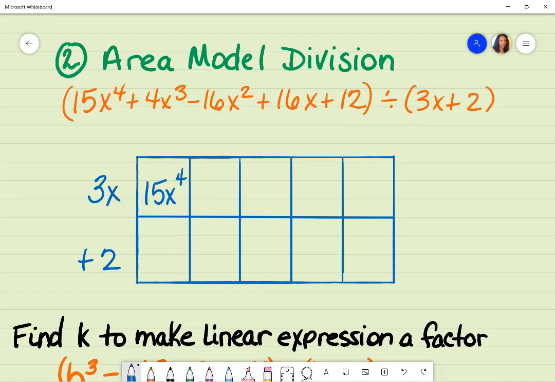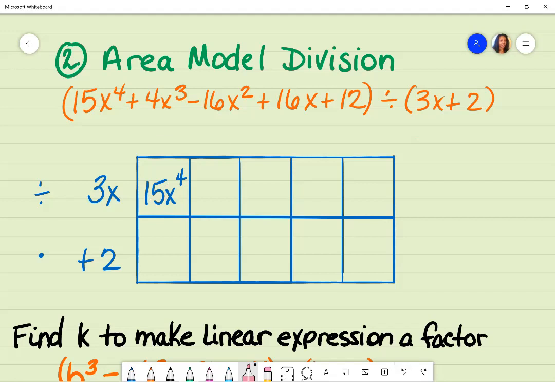15x to the 4th. Now I'm just going in reverse for my area model. So what I do is every time I'm dealing with the first row, I'm dividing. Every time I'm dealing with the second row, I'm multiplying. So I'm going to take 15x to the 4th. I'm going to divide it by what's on the outside. Whatever that answer is, that's part of my quotient. So that's going to go at the top.